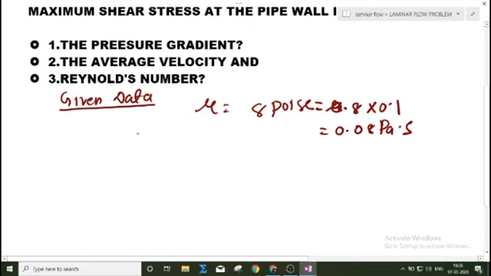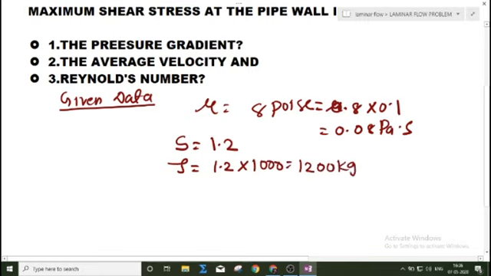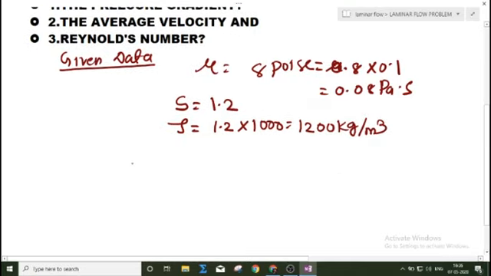Now what is the specific gravity given to you? That is 1.2. So we can find out the density will be equal to 1.2 into 1000, equal to 1200 kg per meter cube. Now the density is already found, and the diameter is given to you as 100 mm, which is nothing but 0.1 m. Okay, and it is given you the wall shear stress.